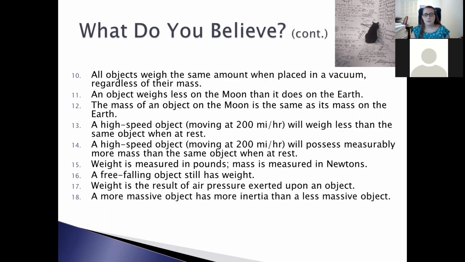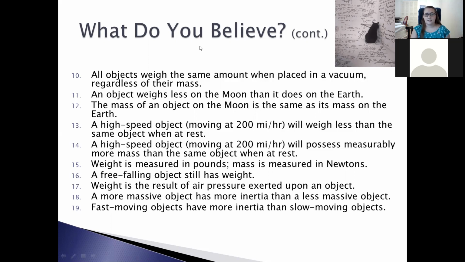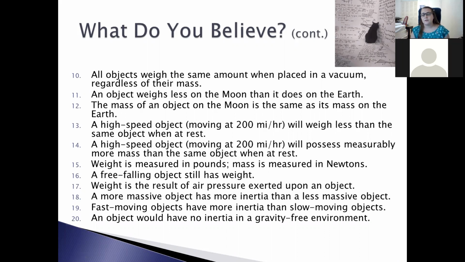Number 18, a more massive object has more inertia than a less massive object. Number 19, fast-moving objects have more inertia than slow-moving objects. And last one, number 20, an object would have no inertia in a gravity-free environment. So again, I'll give you a couple seconds to finish writing down your answers. Give me a ready or a done or a good to go in the chat, so that I know you're good to go. All right, seeing some dones.